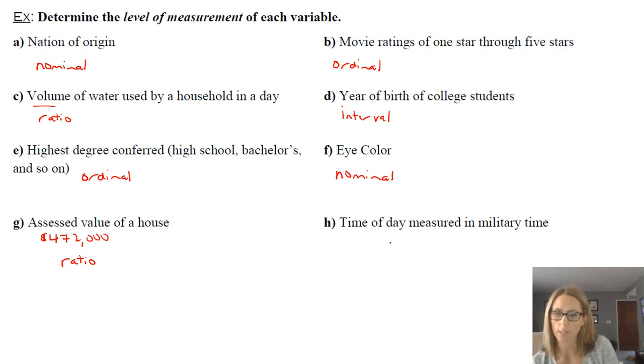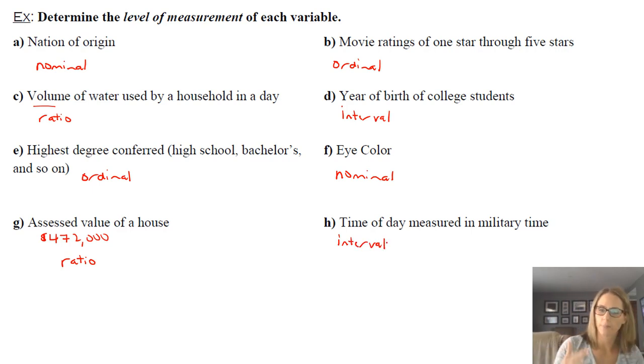Time of day measured in military time. So this is interval. The reason for that is military time uses a 0 to 24 hour clock. So it doesn't start back at 12. It goes to like 1300 hours, if you've ever seen that in movies. The reason that's interval is because we know that something's happening 10 hours from now, and it's happening at 1700. But when you start back at 0, that 0 is not a natural starting point. It doesn't mean that nothing is there, that no time is happening. Time is still happening at 0 hours. So that's why it's interval.